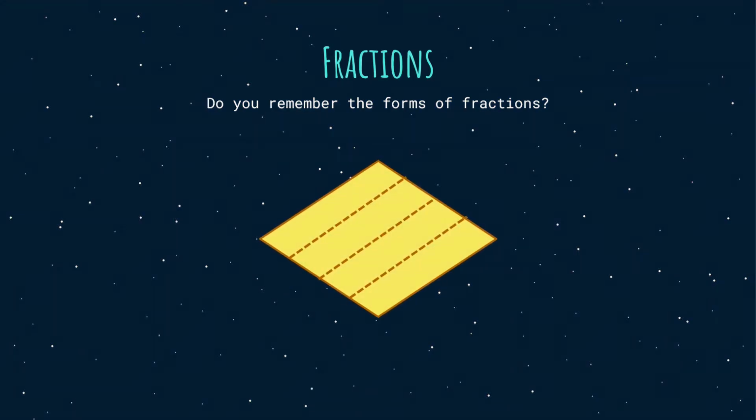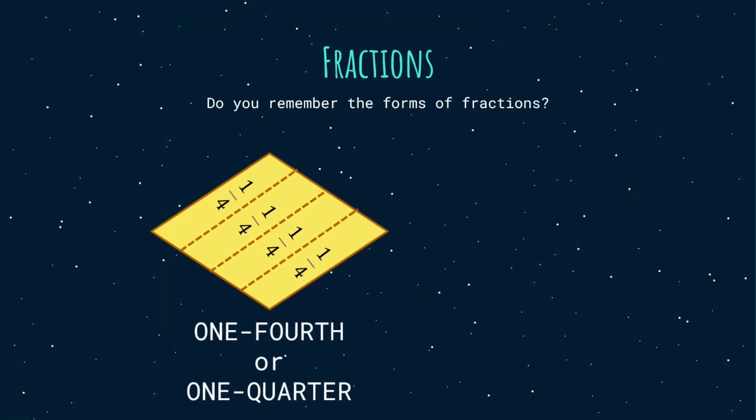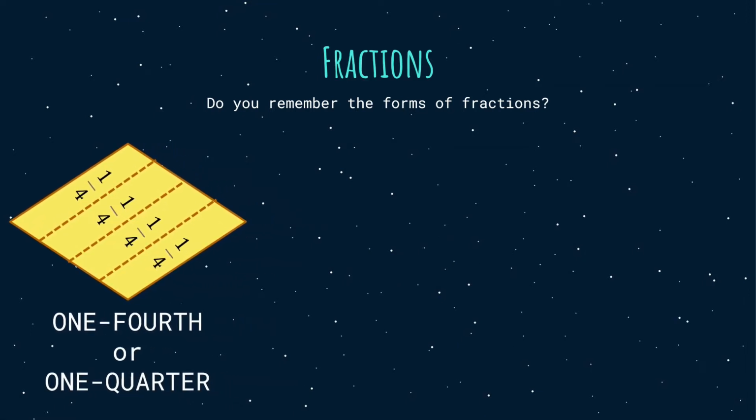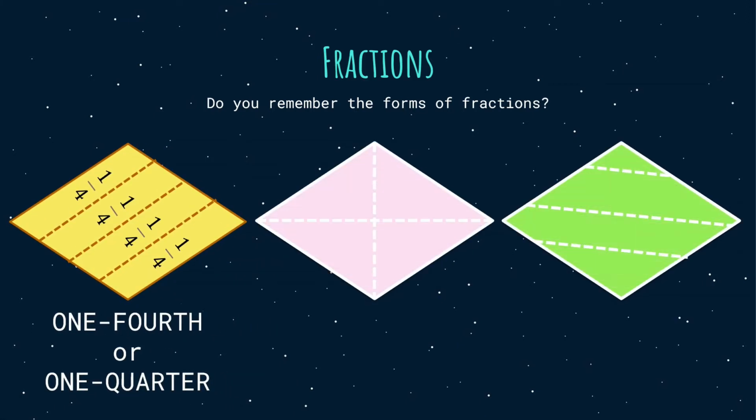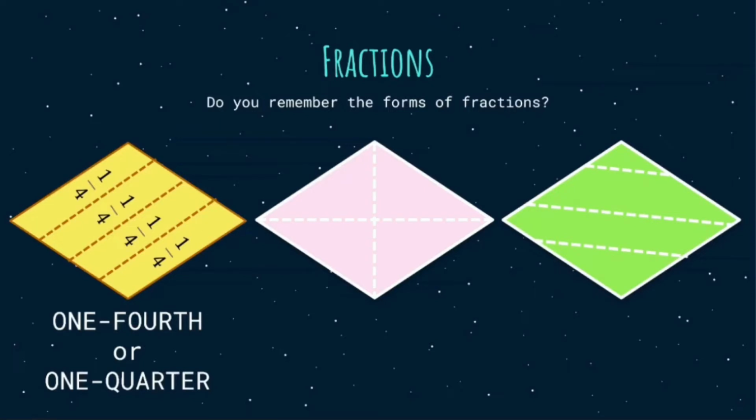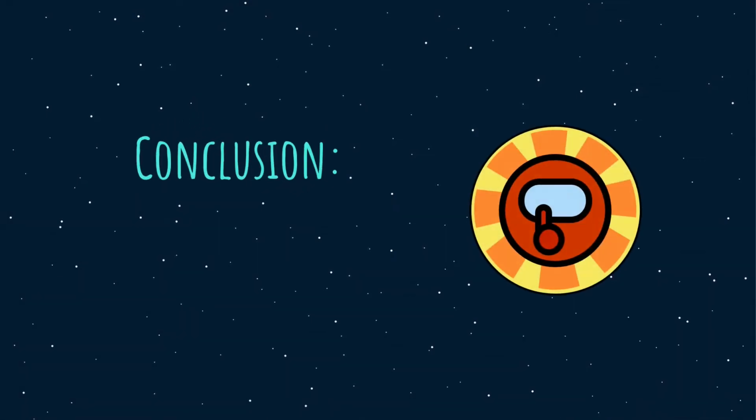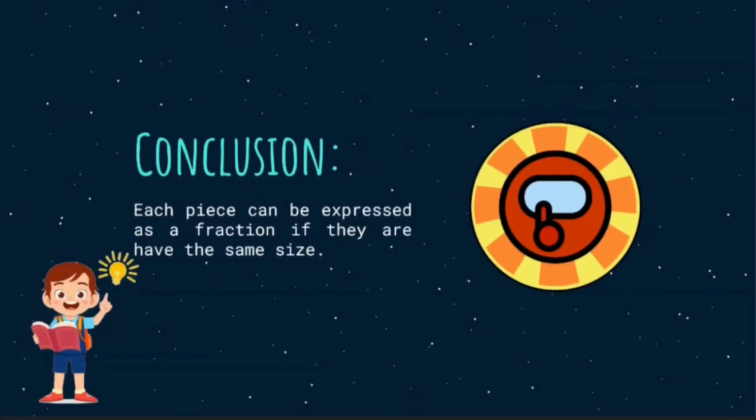And now, Miss has a diamond shape, then cuts it into 4 pieces. So what is the size of each piece? 1/4. So each piece measures 1/4. Okay, now Miss has two shapes. From these two shapes, which piece shows 1/4? So the conclusion for fractions: each piece can be expressed as a fraction if they have the same size.